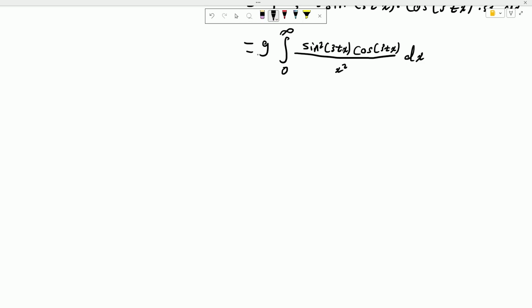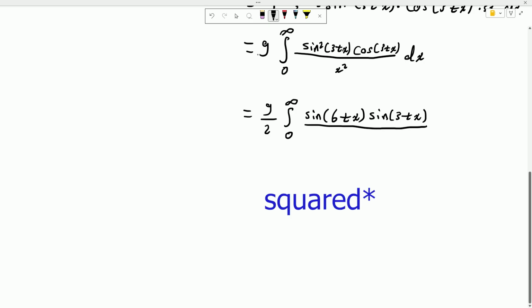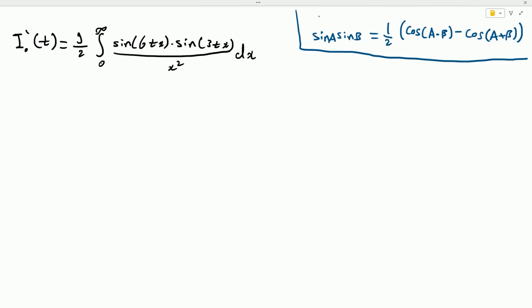So this is going to give us 9 by 2, because we're going to take the fraction outside of the integral operator, of the integral from 0 to infinity of the sine of 2 multiplied by 3tx, so it's sine 6tx multiplied by sine 3tx, all over x squared, and of course we have the dx.